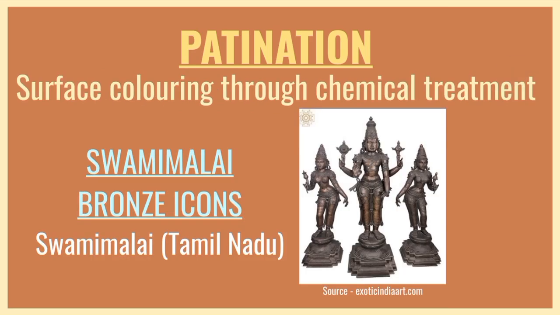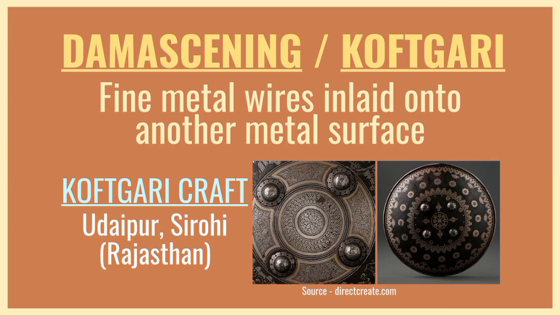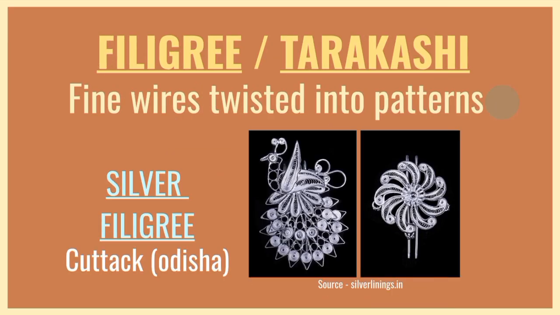Patination is where you color the surface through chemical treatment. Swami Malai bronze icons from Tamil Nadu are an example of this. There is damascening or koftgari, if I'm pronouncing it right. Fine metal wires, as in very thin metal wires, are inlaid into another metal surface. Koftgari craft from Udaipur and Sirohi in Rajasthan is commonly seen. Generally, you'll see swords or talwars or their handles and shields using this technique.